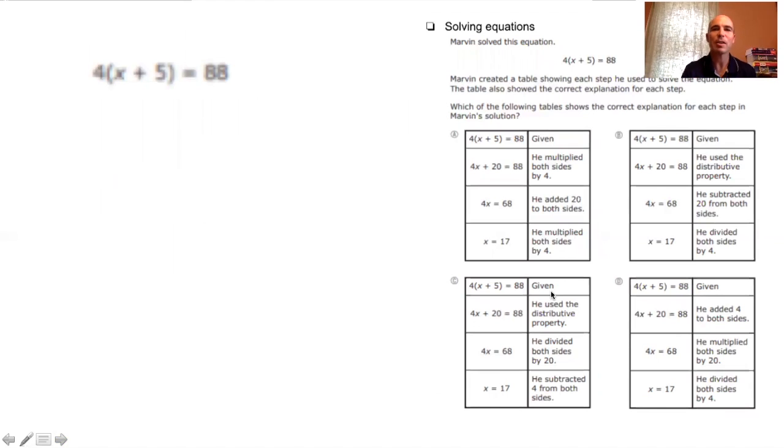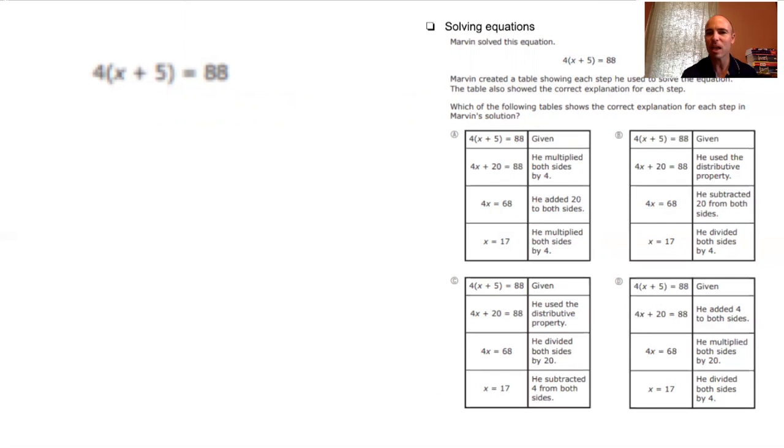Okay, now this is actually an official MCAS question that came out at some point. They give you an equation, and then they ask about Marvin's steps. I'll just read the problem. Marvin created a table showing each step he used to solve the equation. The table also showed the correct explanation for each step. Which of the tables shows the correct explanation for each step?